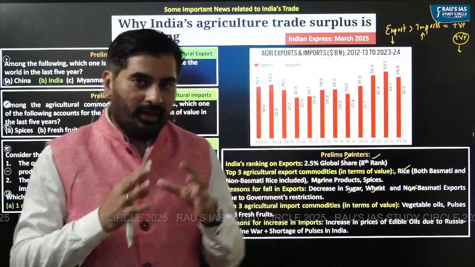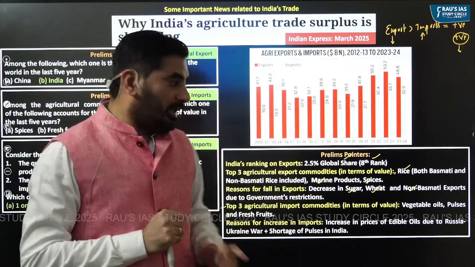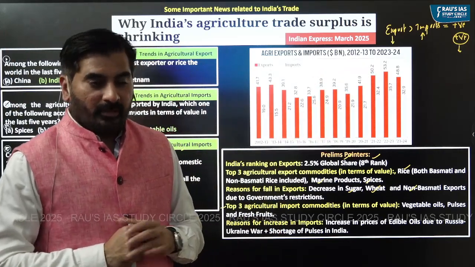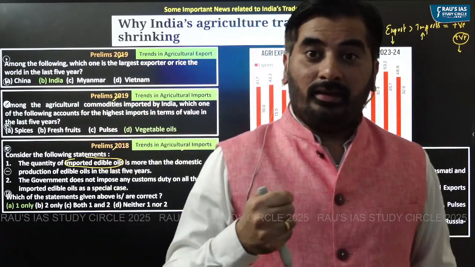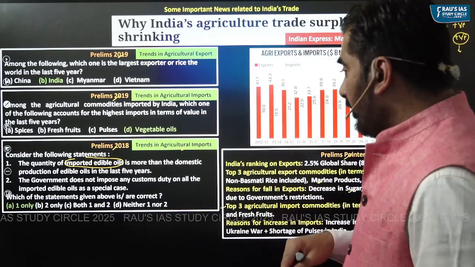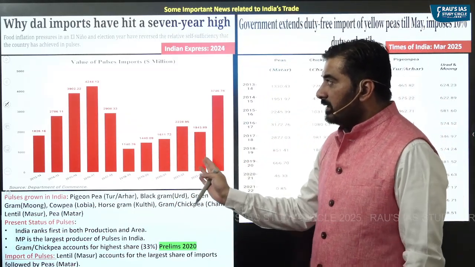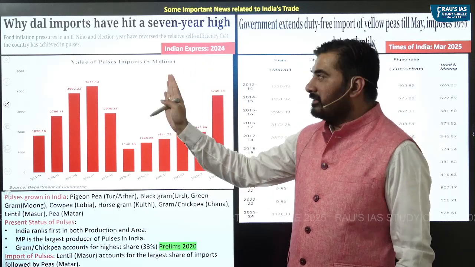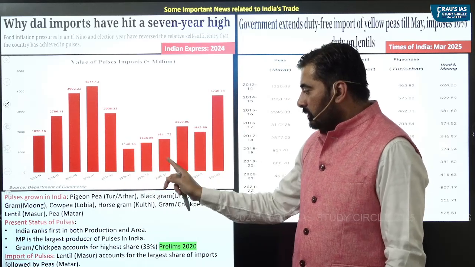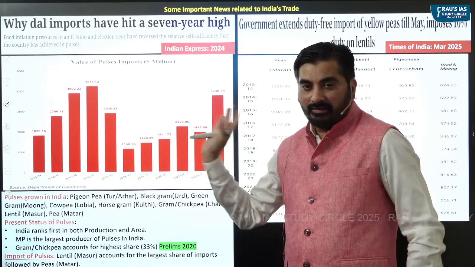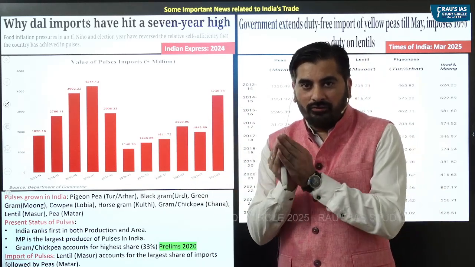Second is, in India we had a shortage of pulses. So the shortage of pulses led to an increase in our imports as well. So what is important here is the trends in import of pulses. Let's have a look at the next one. As you can see, according to this particular chart, the dal imports, that is import of pulses, have hit a 7-year high. You can see 1, 2, 3, 4, 5, 6, highest in the last 7 years. Our import of pulses has increased. Why? Because of shortage of pulses in India.